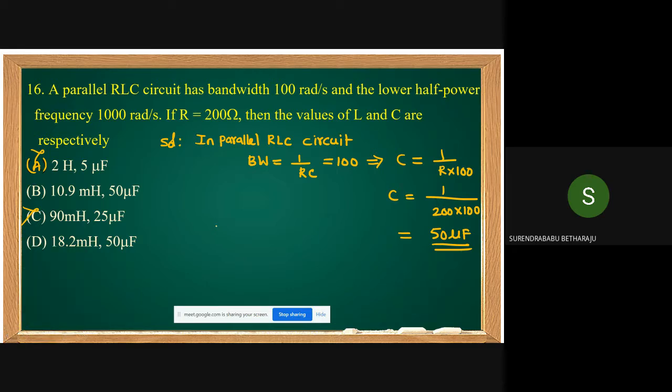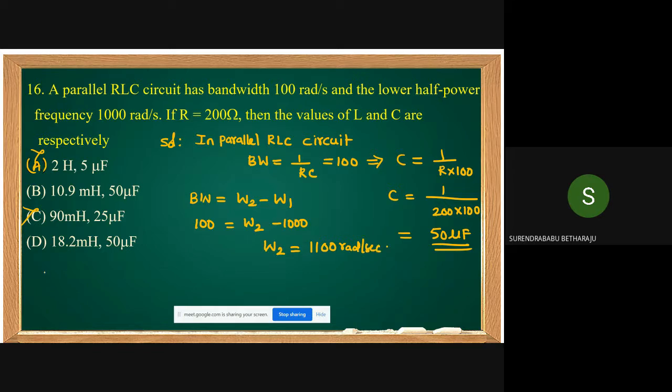What is the bandwidth formula? Bandwidth equals omega 2 minus omega 1. How much is the bandwidth given? 100. And the lower cutoff frequency omega 1 is how much? 1000. Then how much omega 2 can we get? 1100 radians per second. Yes, 1100 radians per second.